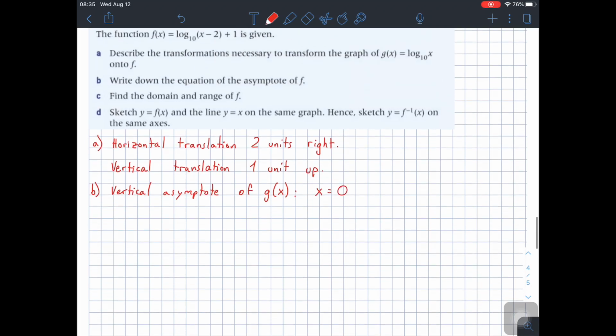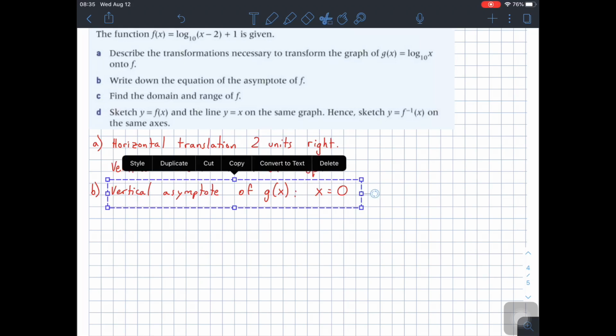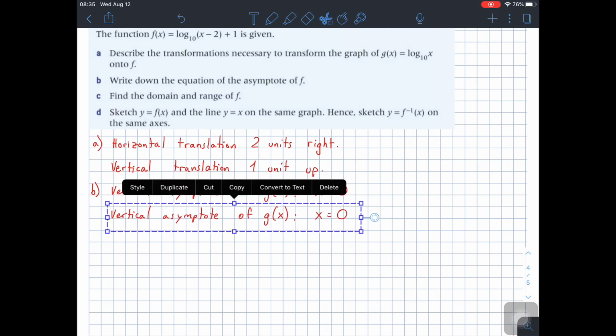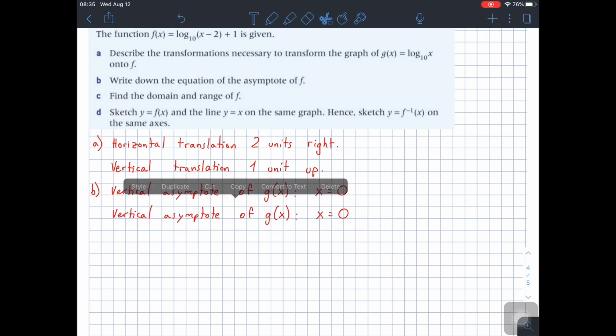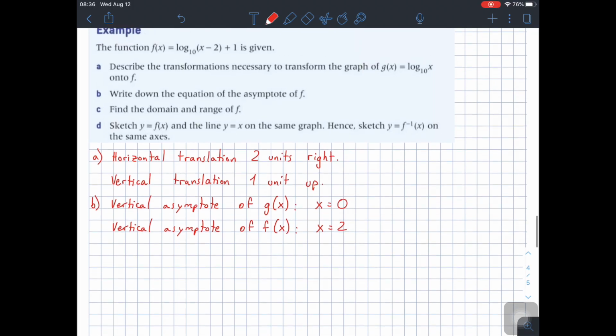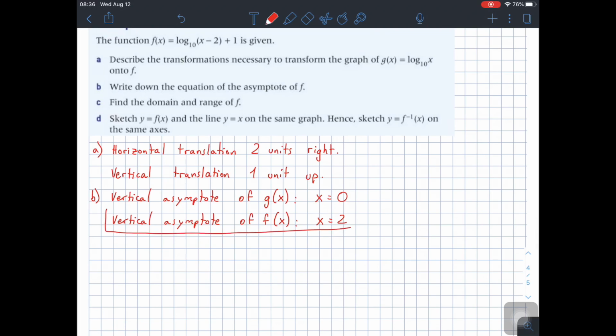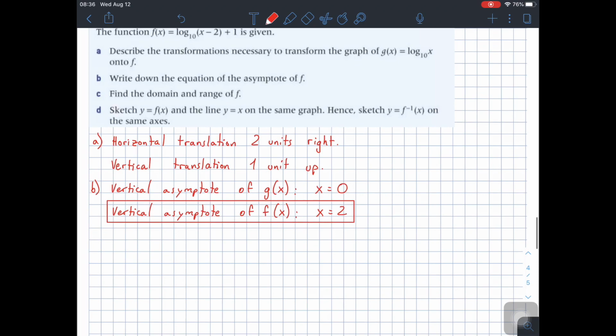Now, if we moved the function 2 units to the right, then the vertical asymptote of f of x should also be translated 2 units to the right. Okay, so the vertical asymptote of f of x is x equals 2 because we moved 2 units to the right. Okay, so this would be the result for part B. Then it says C.